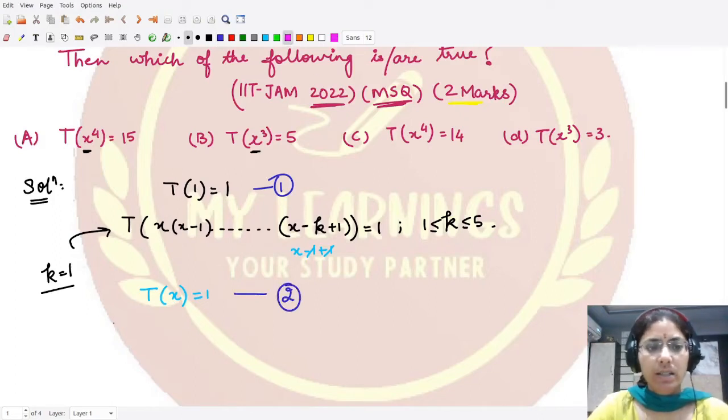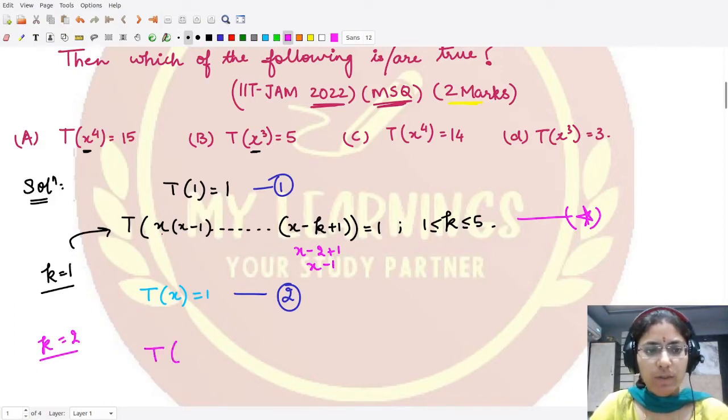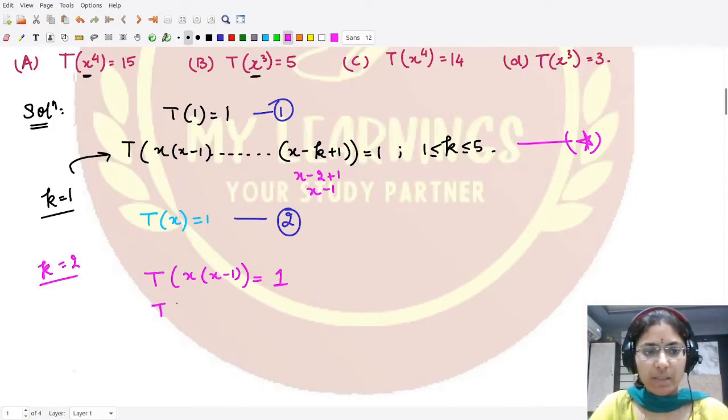Now next, when you substitute k equal to 2 into that particular expression star, let's see what we have. We have x minus 2 plus 1. So basically we'll be going up to x minus 1, right? So our expression would start from x and go up to x minus 1. So we'll stop at x minus 1, and this thing would be equal to 1. We can simplify this expression, so this would be equal to x square minus x, right?